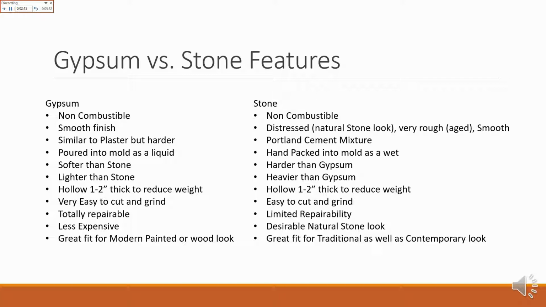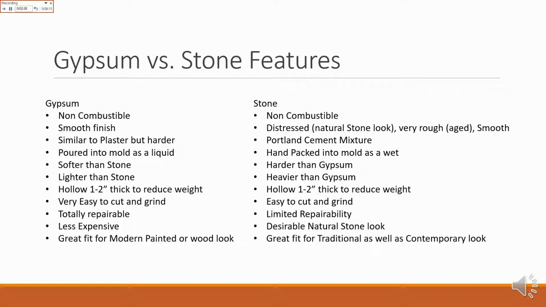The gypsum is totally repairable even after years of use. If you were to break off a corner or a chip of it or something, you could simply go to the auto parts store and get Bondo and recreate the missing part by smoothing it out, sanding it, and touching it up, repainting it, and it would be as good as new.